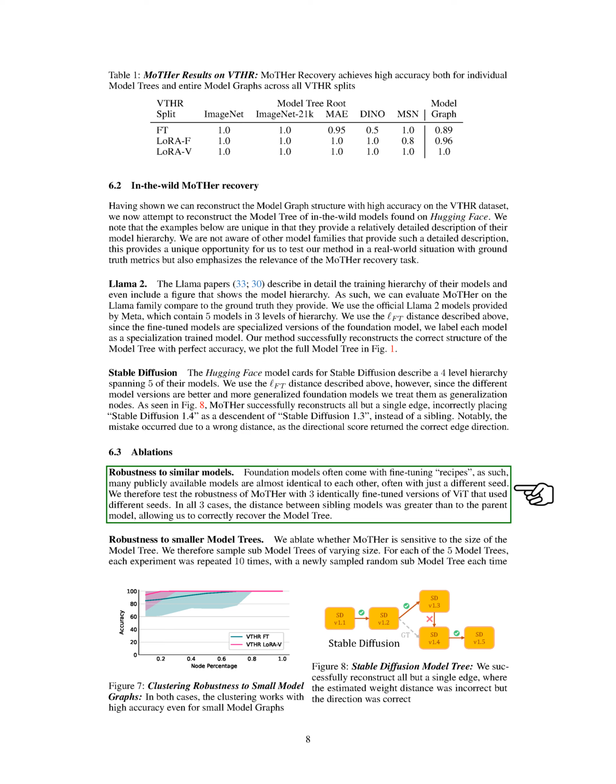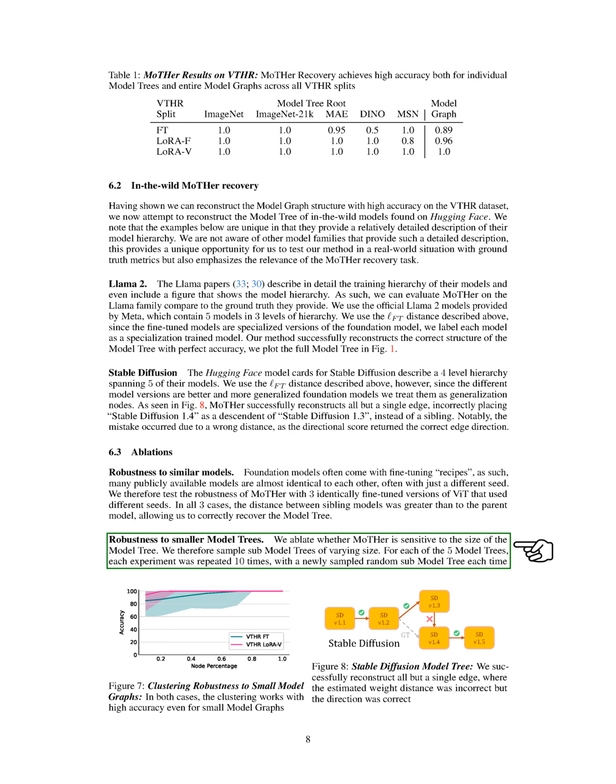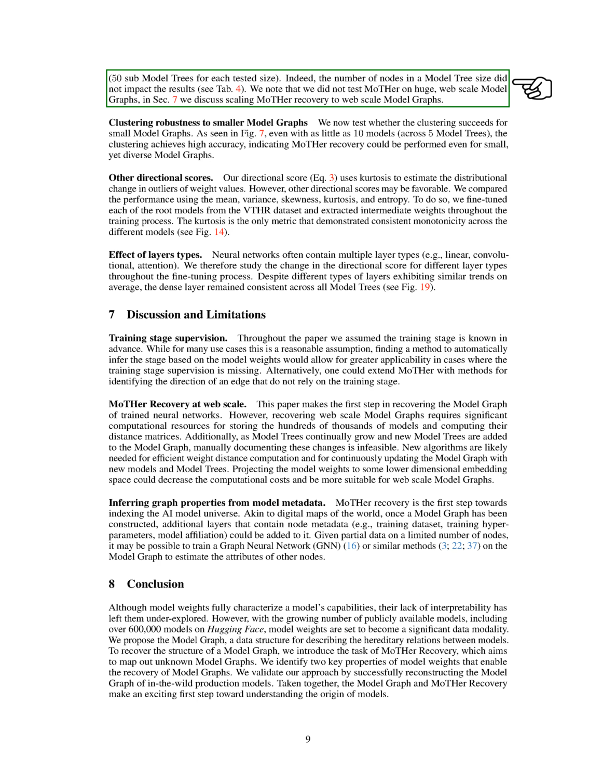We then explore the robustness of MoTHer with 3 identical fine-tuned versions of ViT that used different seeds. In all cases, the distance between sibling models was greater than to the parent model, enabling us to accurately recover the model tree. We also investigate whether the size of the model tree affects MoTHer's performance by sampling sub-model trees of varying sizes. The results show that the number of nodes in a model tree does not impact the outcomes.